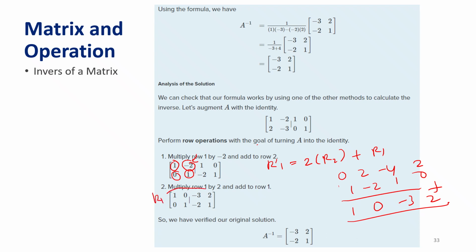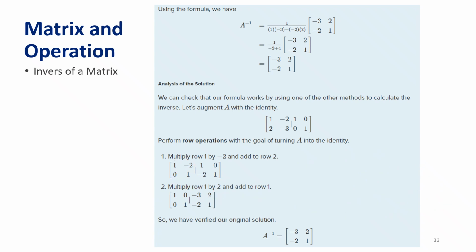Okay, you see this is equal to this, right? So now on the left side, the original A has become the identity matrix, and this one is the new matrix that we found. This will be A inverse. So the A inverse is equal to this, which is also the same as what we got from the formula that we used previously.